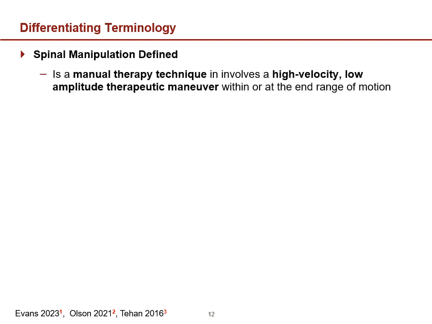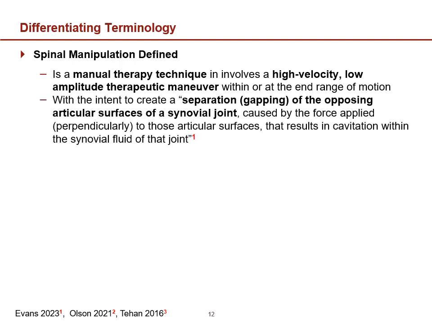Going a little bit further into that definition of spinal manipulation, pulling from several resources to develop this definition. The most recent was Evans in 2023, Olson in 2021, and then pulling from Gibbons and Tehan in 2016 in their text. A spinal manipulation is defined as a manual therapy technique that involves a high velocity, low amplitude therapeutic maneuver within or at the end ranges of motion.